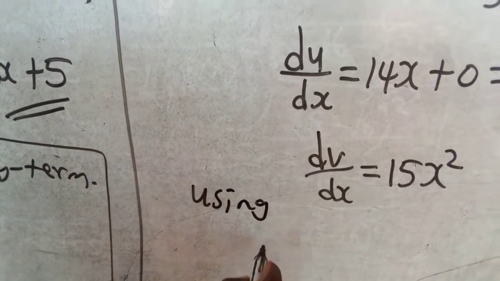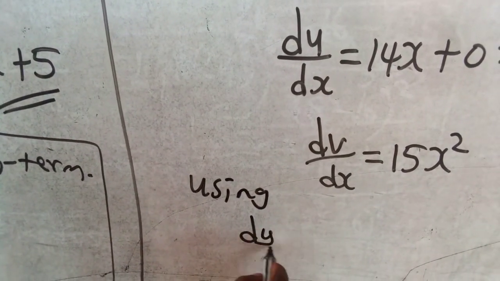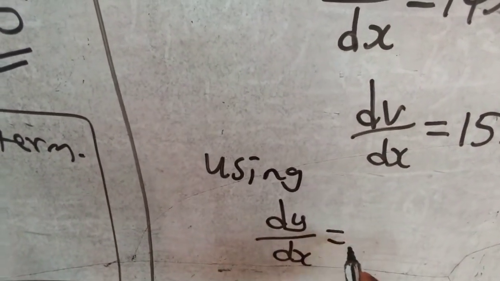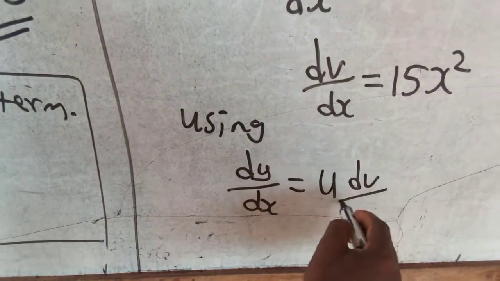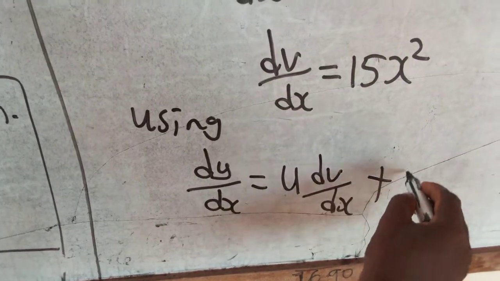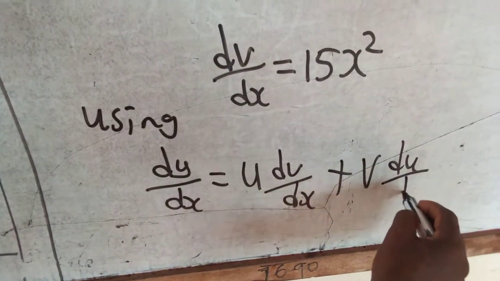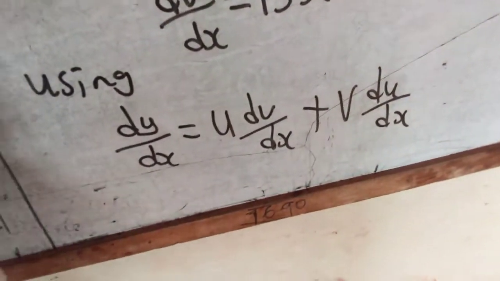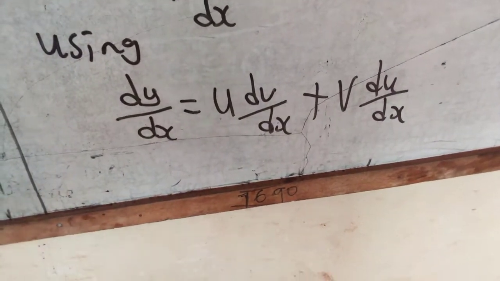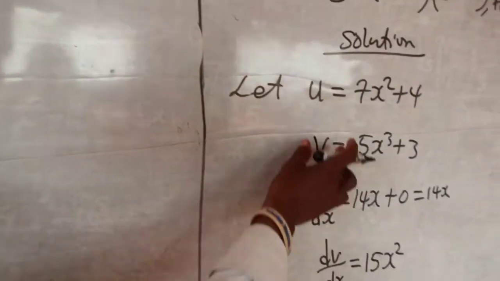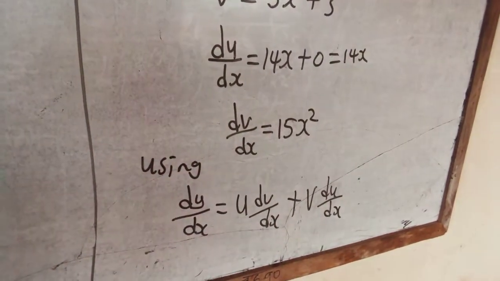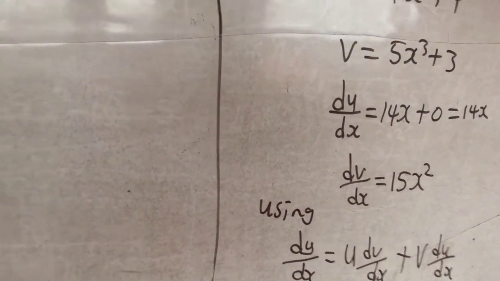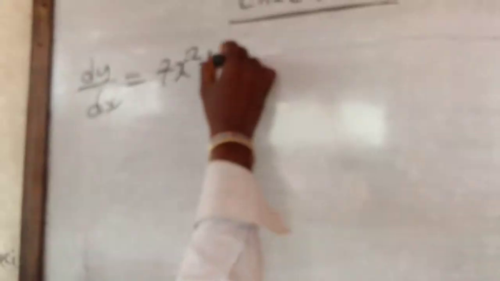So using dy over ds will give you u dv over ds plus v du over ds. Any place you see u now, you put the value of u. Any place you see dv over ds, you put the value. So you now have 7s squared plus 4.